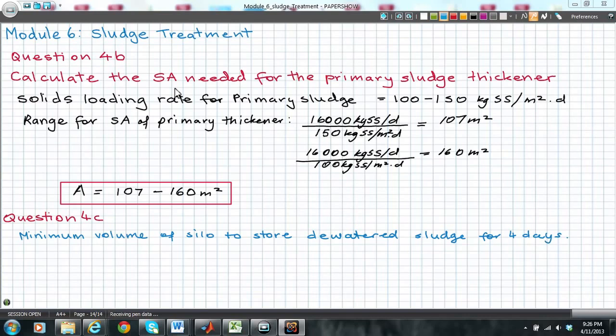So we calculated that the dewatered sludge volume, so the amount of dewatered sludge produced per day was 90 cubic meters per day, and the required storage time is 4 days. Therefore, the minimum volume of the silo will be 360 meters cubed.